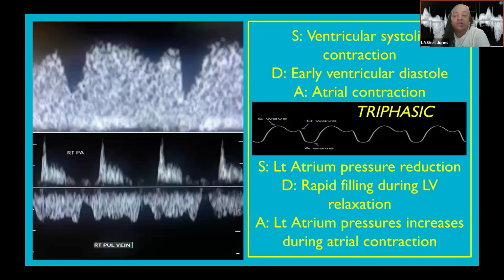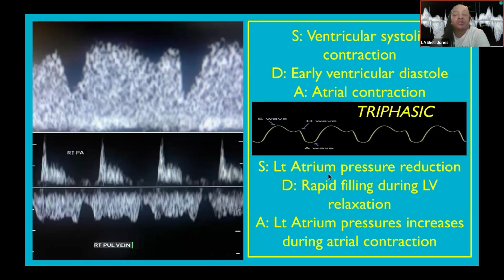All right, so I want to go over the waveform, the ductus venosus waveform, which you can see here, and then the pulmonary vein waveform. And notice the similarities here. So you have the ventricular systolic contraction, S wave. D has the early ventricular diastole. A showing the atrial contraction of the ductus venosus. And then for the pulmonary vein, same, SDA, but different.